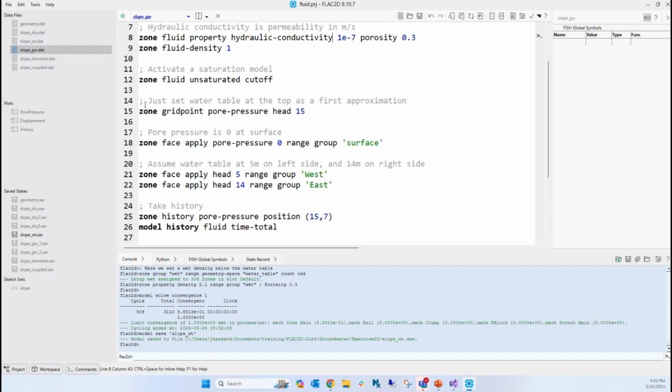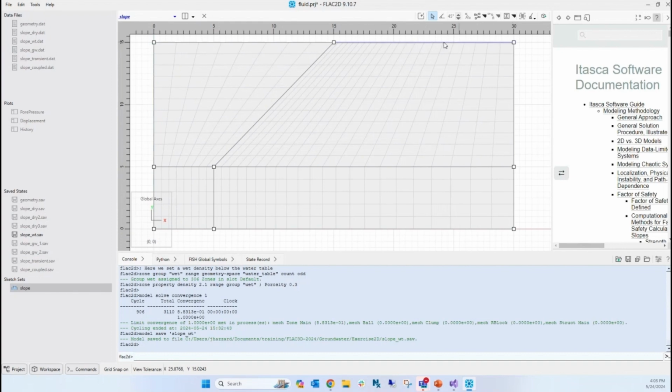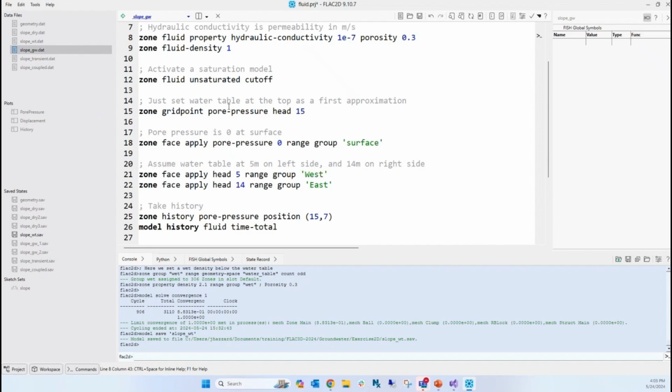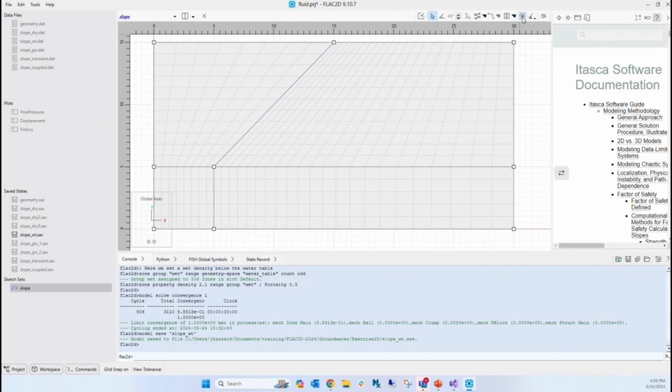You can specify some initial conditions. So I can just say initially the pore pressure head is 15. If we go back to look at our slope here, 15 is at the top. So essentially I'm saying, let's start with the water table at the top, at a head of 15. But really the pore pressure is 0 at the surface, right? So we're assuming there's no standing water. We're assuming the pore pressure is 0 at the surface. And remember when we built the sketch, we identified those two lines called surface, so this green line and this green line will have a pore pressure of 0. In theory, you could specify a pore pressure of 0 at the top too, but it doesn't really get there, so it doesn't matter.